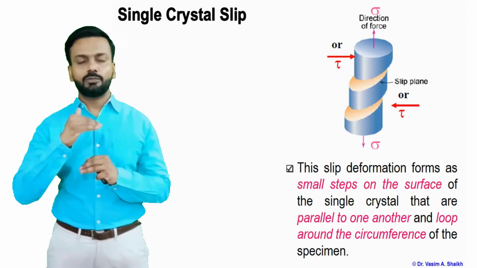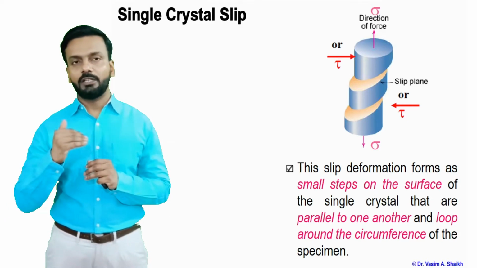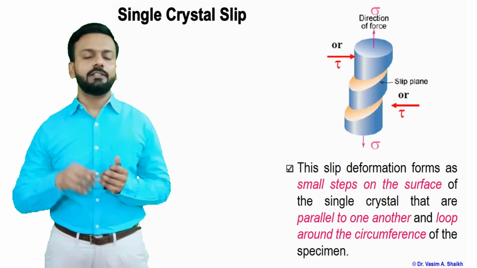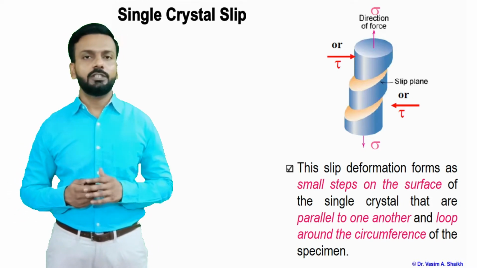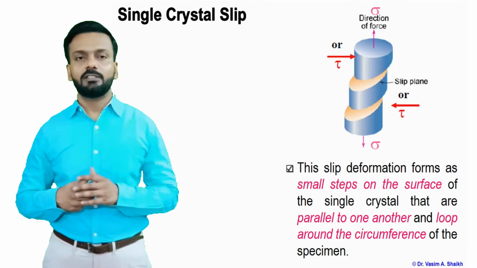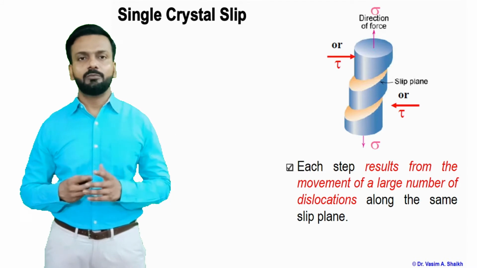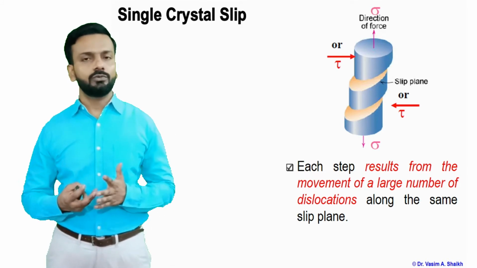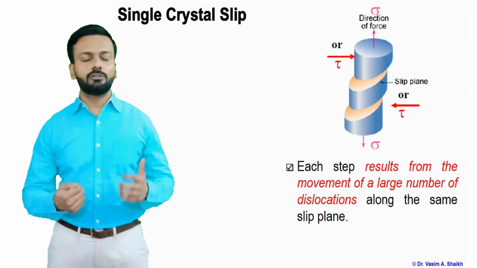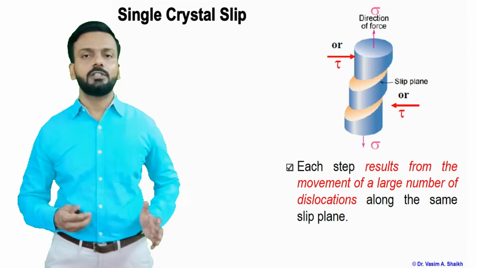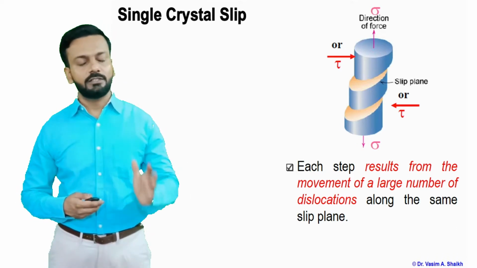So these small steps are forming along the material in the single crystal, and they go around the circumference and are parallel to each other, and the material is simultaneously deforming. Each step results from the movement of a large number of dislocations. We know that without dislocation, plastic deformation cannot happen. So here dislocations are responsible. The movement of the dislocations will basically help the material to deform.